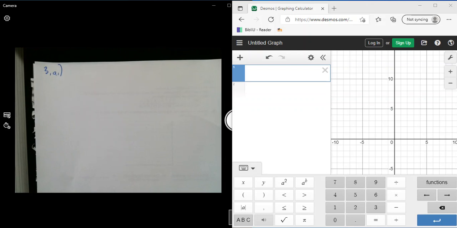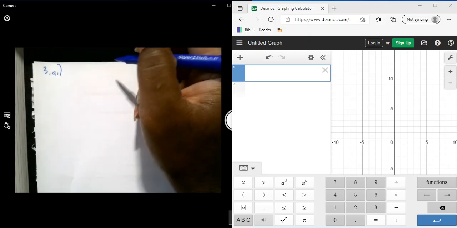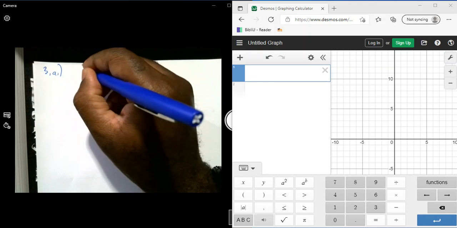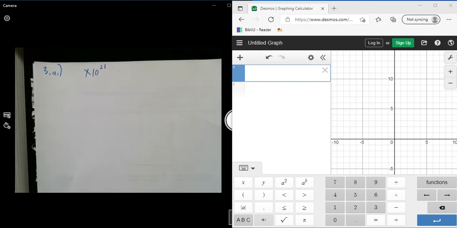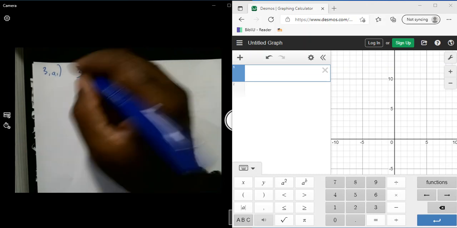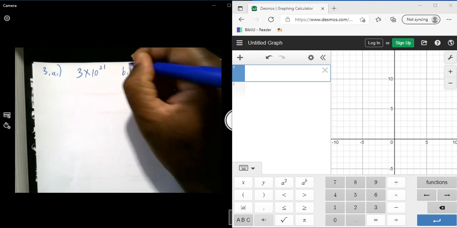It says, a sextillion has 21 zeros. Write 3 sextillion in scientific notation. So since it has 21 zeros, we know it'll be times 10 to the 21st power. And they tell us to write 3 sextillion, so it'll be 3 times 10 to the 21st power. That would be A. Now we go here to B.